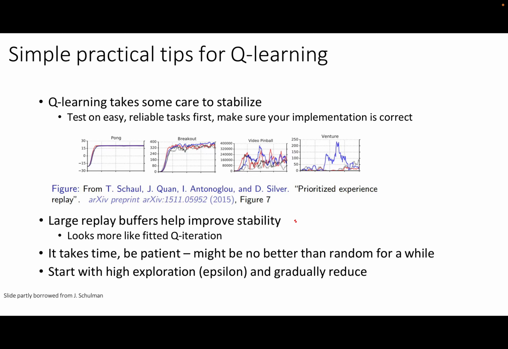Start with high exploration, epsilon, and gradually reduce it. In the epsilon greedy approach, you do not need to trust your Q function at the early stage of training, because at that stage your Q network will produce just garbage values. So you should not take a greedy action at the early training stage. You just take random actions, and gradually reduce epsilon.